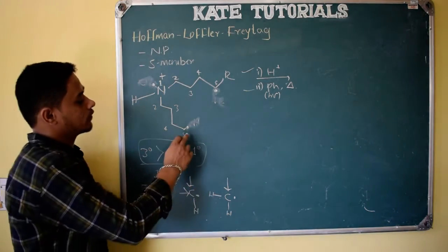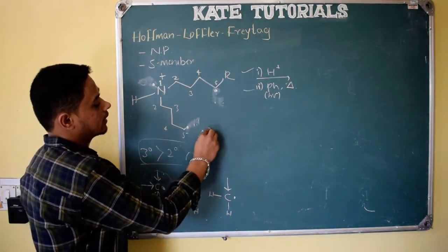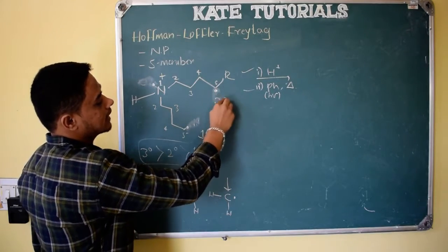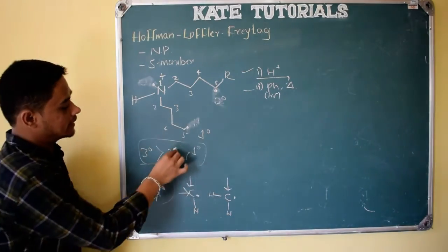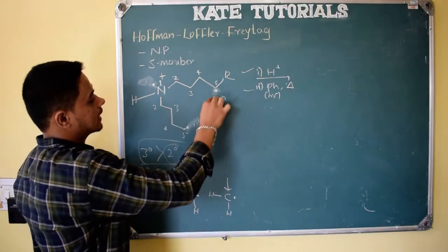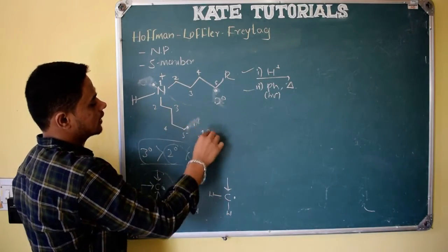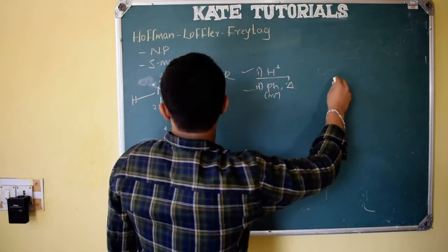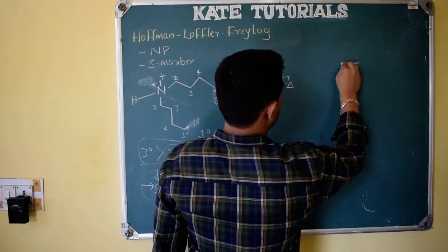So if it forms a radical here, it is a primary radical. If it forms here, it is a secondary radical. We know that secondary is more stable than primary. So the major product will be: cyclization takes place here, not here. Our major product will be like this, a 5-membered ring.